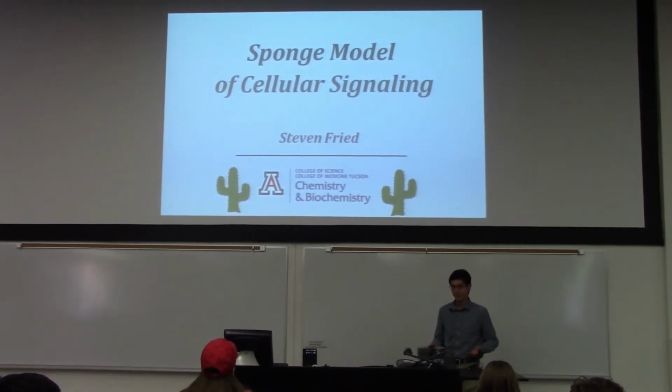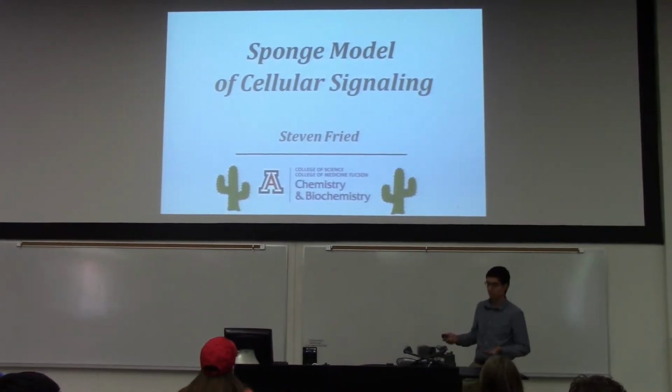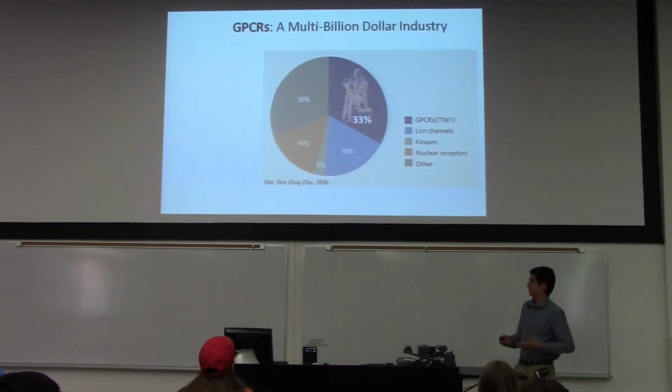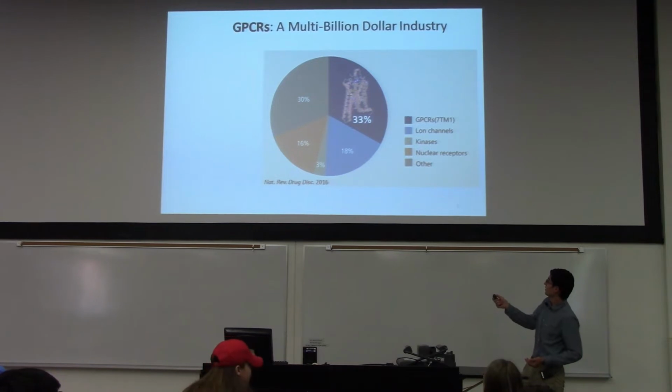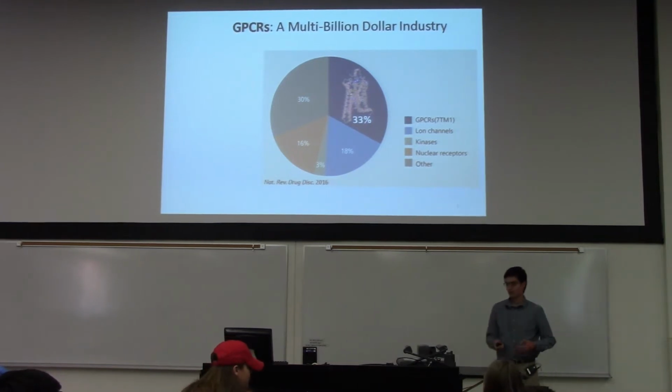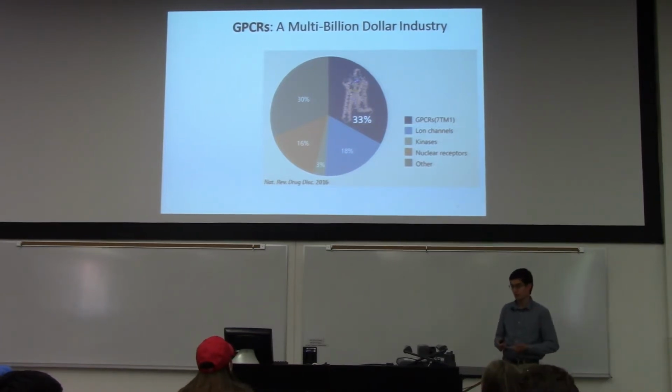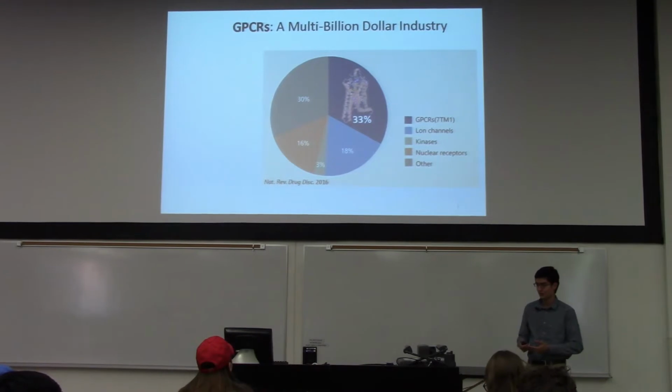I'm Stephen, and today I'm excited to be talking to you about the sponge model of cellular signaling. Now, much of cellular signaling in the body revolves around a family of proteins that we call the G-protein coupled receptors, or GPCRs. GPCRs are extremely important in a variety of physiological pathways in the body, ranging from metabolism and neurotransmission to the five senses and cell growth, which relates to cancer.